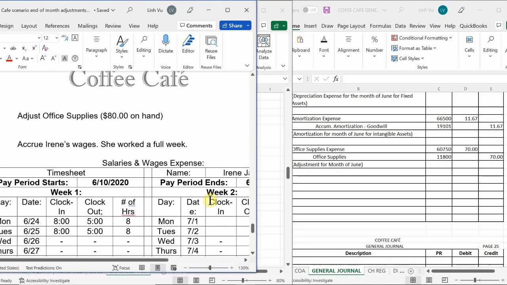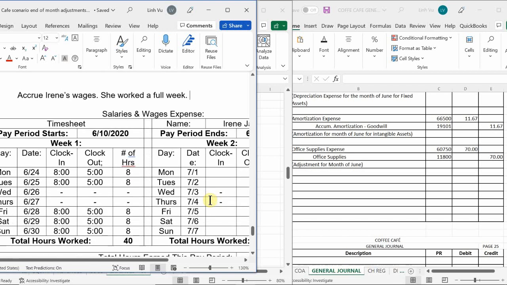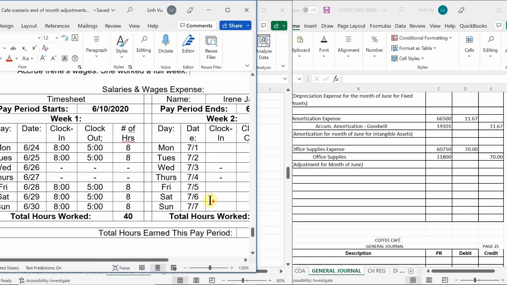So then now it says accrue Irene's wages. She worked a full week. Now, what does it mean to accrue for wages? That means that the service has been provided, but it's not time to pay her, but you still need to put it into your books so that you have it as an expense that is payable soon. Correct, right? Service has been provided. The job has been done.